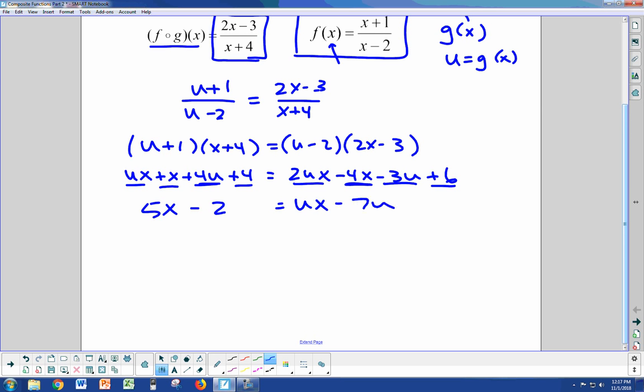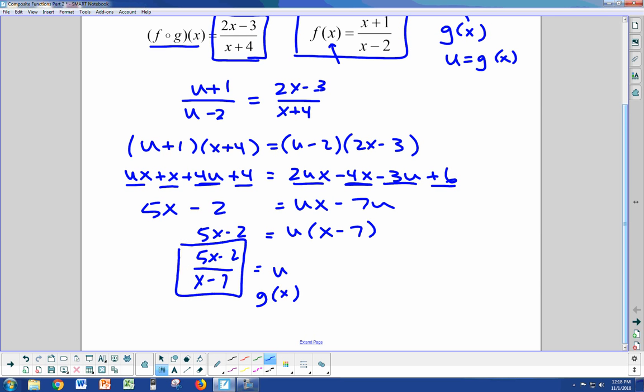All right, that's kind of a mess, but at least now we see that u can be factored out. I've got (x minus 7), and that's a 5x minus 2. So u equals (5x minus 2) over (x minus 7), and that represents our g of x, right? So that's a good way to find that one. Very quick and easy way to find that based on a u substitution.